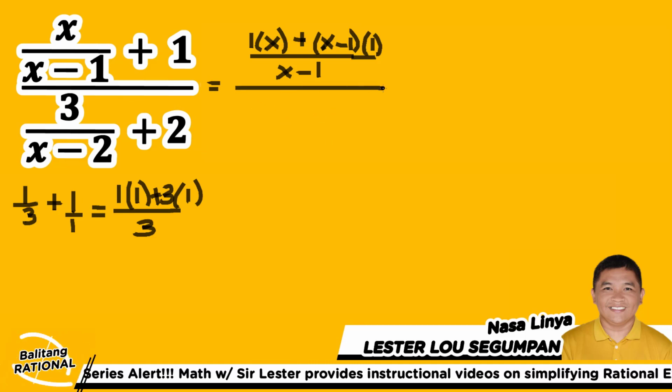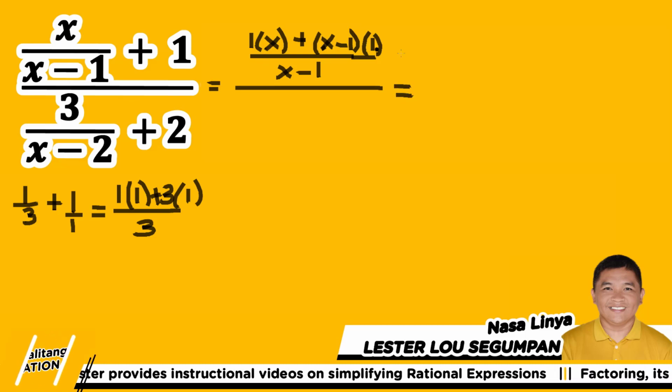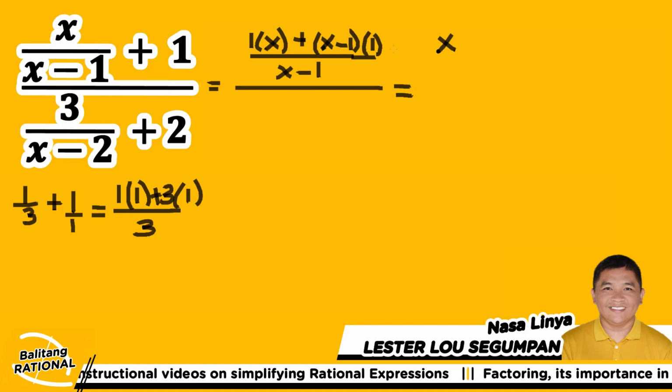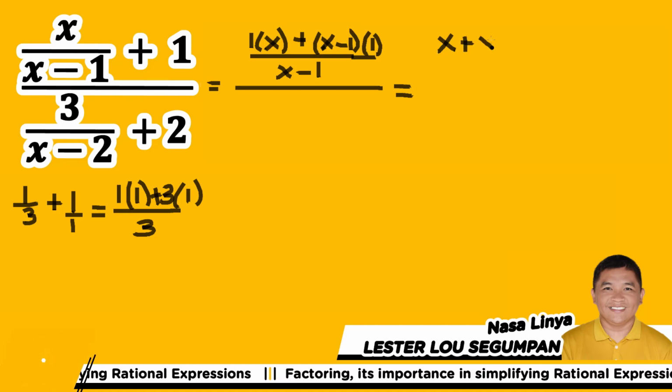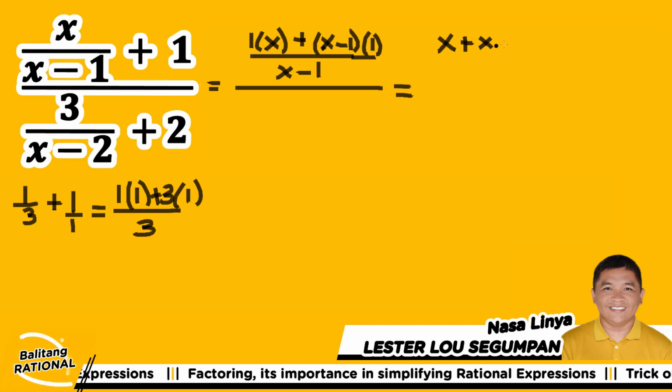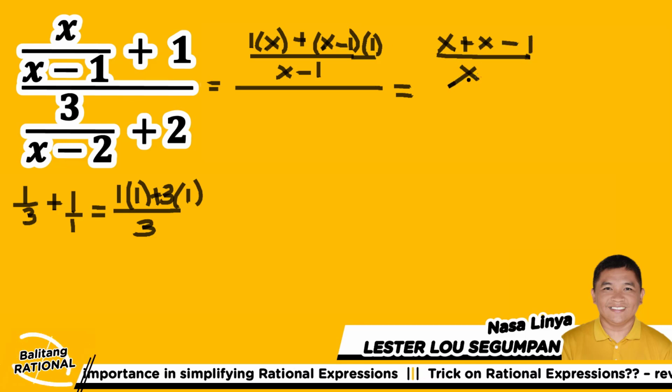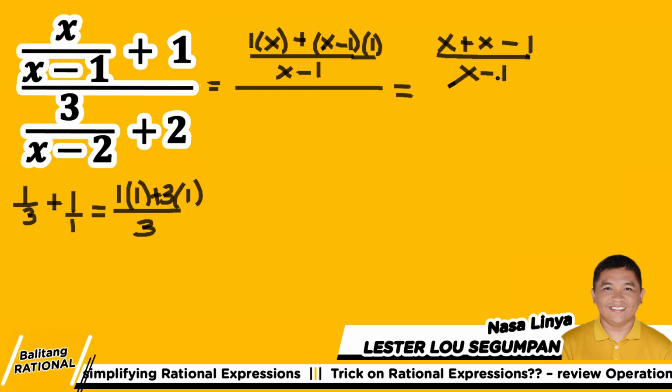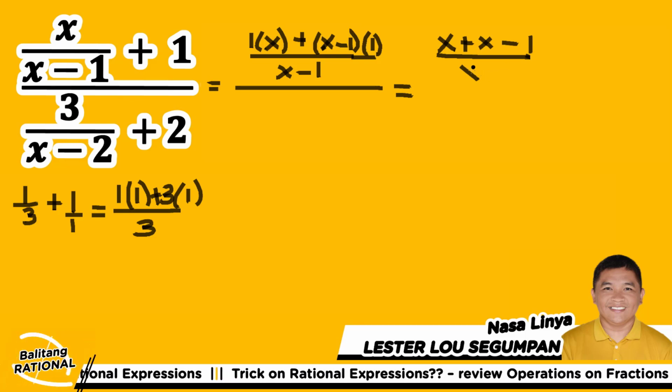So if we are going to move further, simply simplify this. 1 times x is x. Here, 1 times x, and then positive, x pa rin. 1 times negative 1 is negative 1 over x minus 1. Teka po, huwag niyong kalimutan. Baka po yung iba sa atin, we will cancel this.